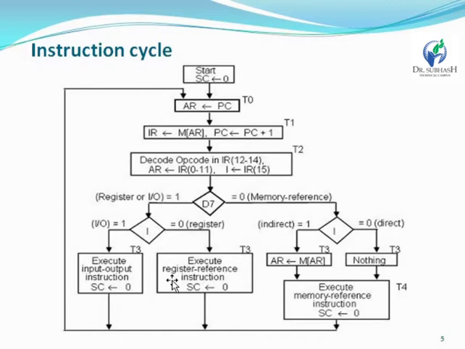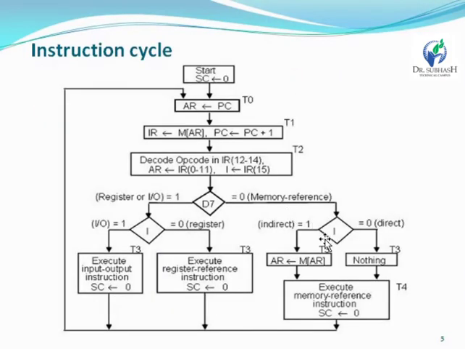We can see what the register and IO instructions are in the previous memory reference instruction, so we will not explain it in detail. So the sequence counter is 0 and it goes to the address register. Now if D7 is 0, that time it provides the memory reference.